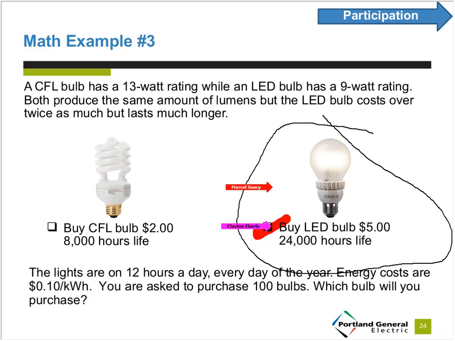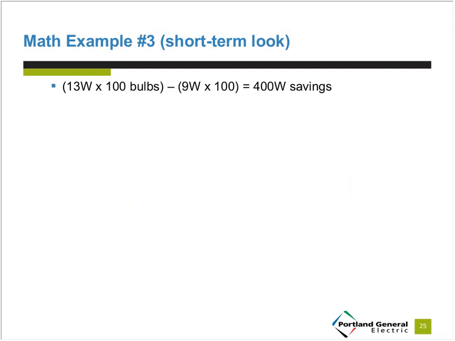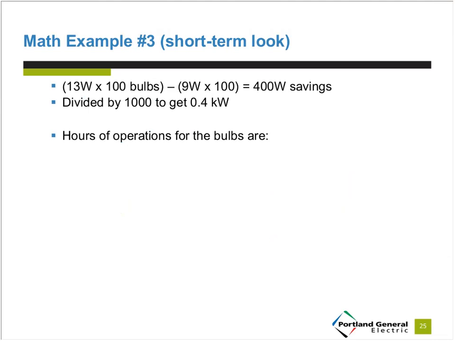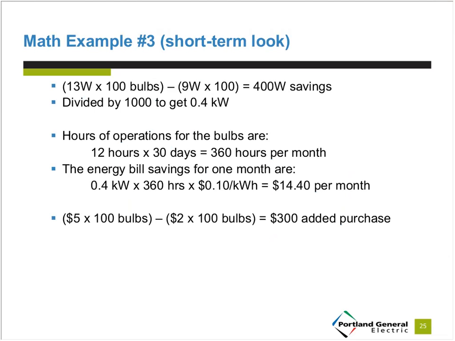All right, I see people have made their choices. They would buy the LEDs. I'm very impressed because I would too. Let's look at some of the math. So 13 watts at 100 bulbs versus 9 watts at 100 bulbs is about 400, not about, it is 400 watts of savings. I divide by 1,000 to get 0.4 kW. The hours of operation are 360 hours per month. The energy bill savings for 1 month are about $14.40.